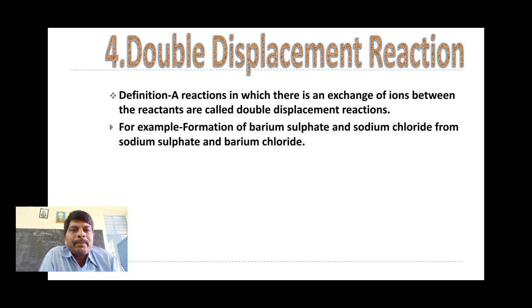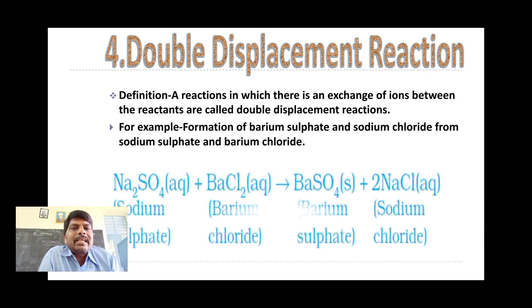For example, formation of barium sulfate and sodium chloride from sodium sulfate and barium chloride. Here reactants are aqueous solution of sodium sulfate and one more reactant, aqueous solution of barium chloride. You take both solutions and mix, then you will get white precipitate of barium sulfate along with another product, sodium chloride.